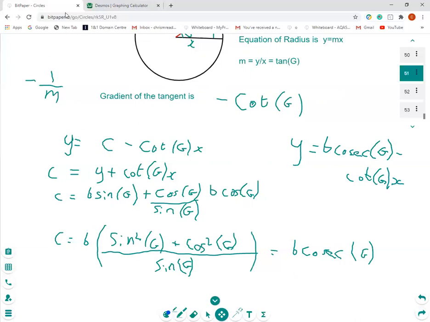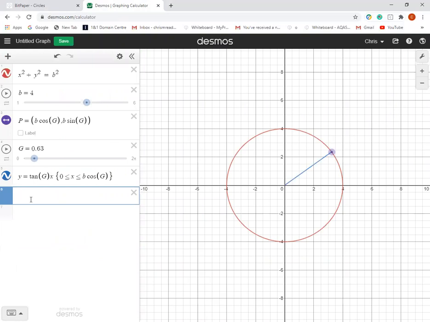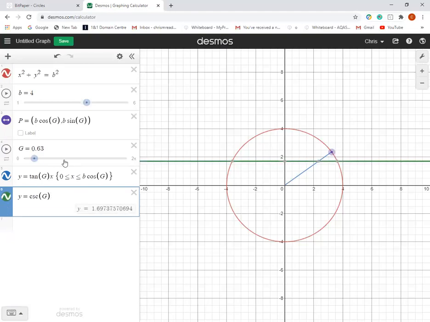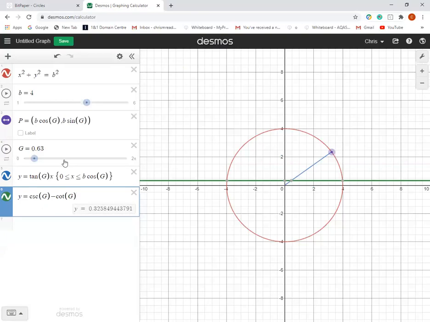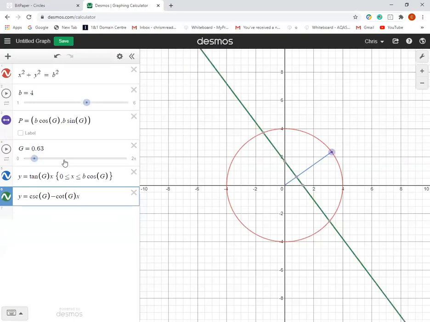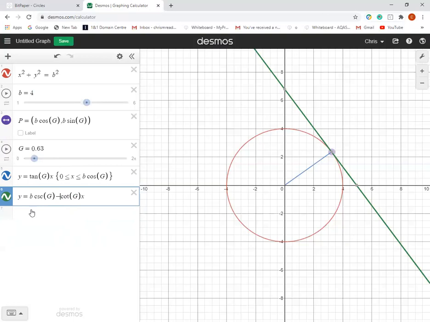So I think that's where we have to go back here and type in an equation of a line, y equals, cosec. In Desmos we just use a three-letter code, so we don't write cosec in full, it's just CSC, the name of the function for cosec in Desmos. And take away cotangent of G x. I've made a mistake there somewhere. Oh, that's because I've forgotten to stick the B on. It's B, because the B's on the front of the cosec. Sorry, I left the B off. I knew I'd done something wrong there.